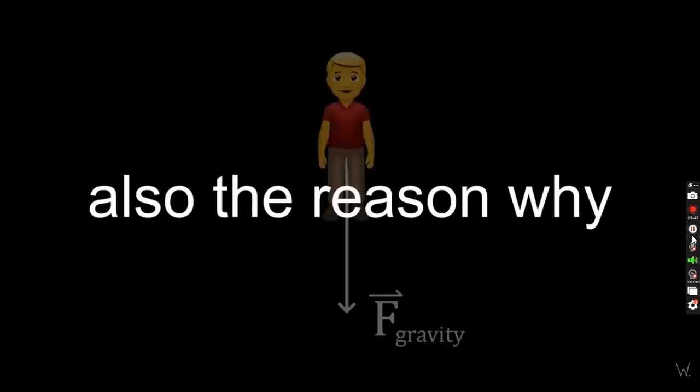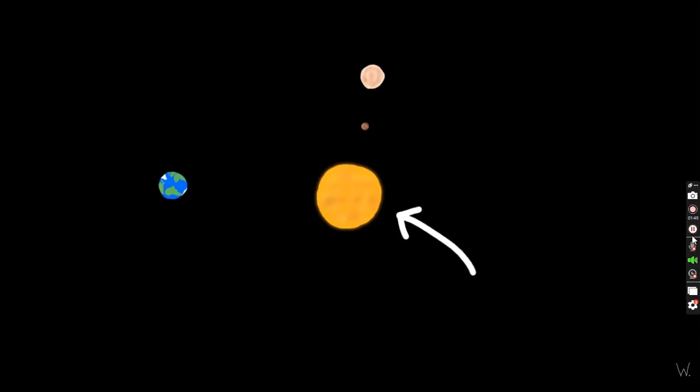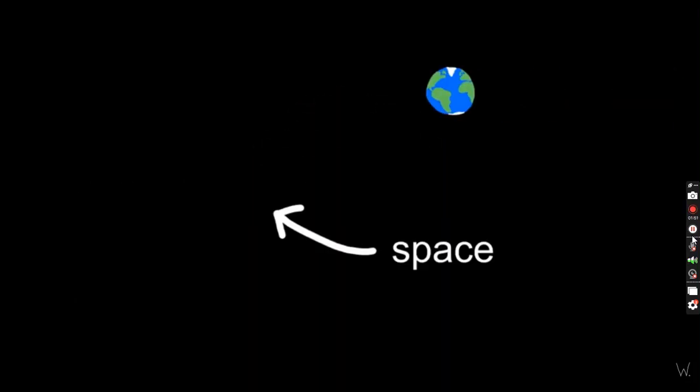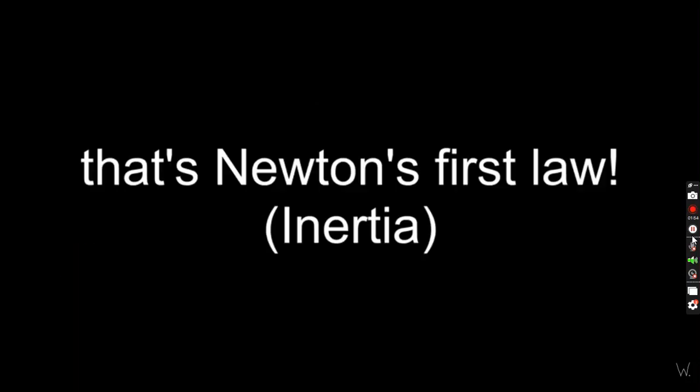Gravity is also the reason why planets in our solar system orbit the sun. They got their initial velocity when the solar system formed out of spinning gas, and since there's nothing in space to stop them from moving, they'll keep moving. Hey, that's Newton's first law.